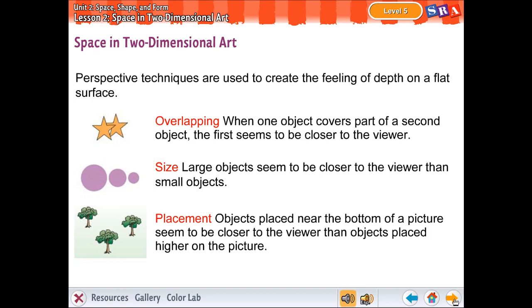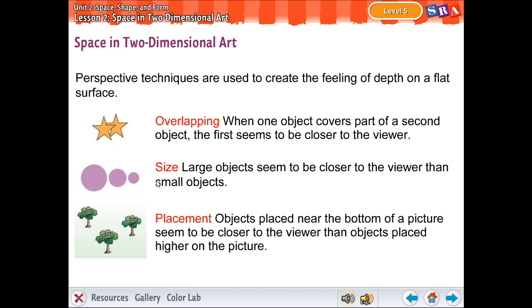Size. We talk about size. Larger objects seem to be closer to the viewer than smaller objects. Think about a long time ago, when people of that time period were on the ocean and saw boats sail away. Up close, and then as they got smaller, they disappeared, and people thought the boats fell off the earth because they got smaller and smaller. They didn't realize that the further something goes, the smaller it gets and it disappears. They didn't understand that.